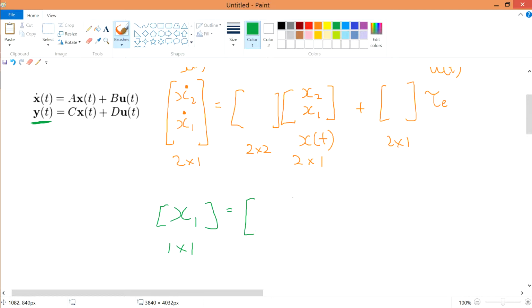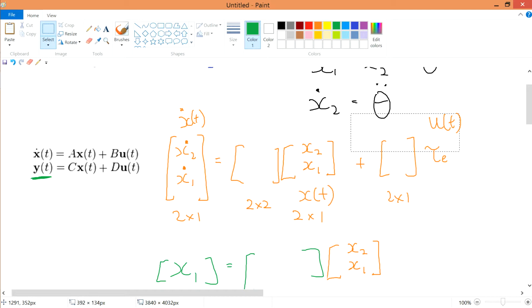And then this is a 1 times 2 matrix. Similarly, we just write in the x2 and x1. Because in the equation over here, as you can see, this is in terms of x also. And therefore I can just simply paste this one over here. And likewise, the u(t) is also the same.